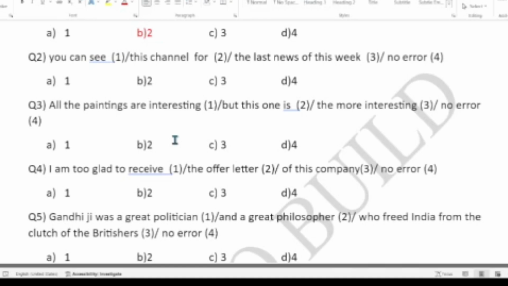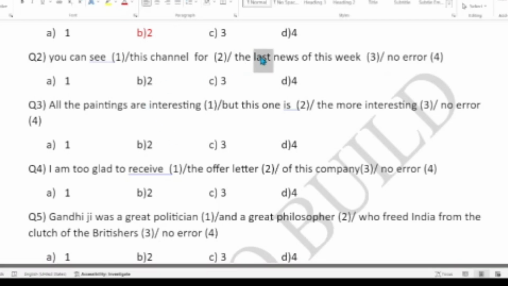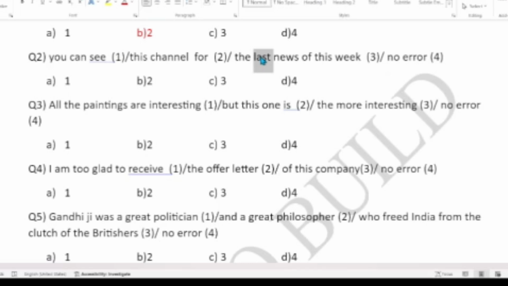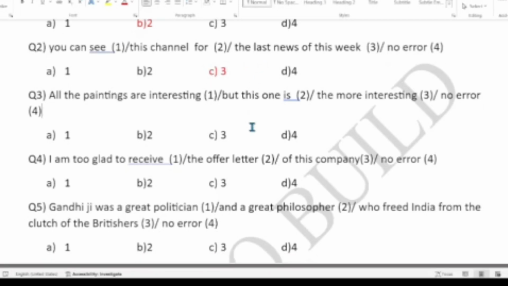Let's read the second sentence. You can see this channel for the last news of this week. In this sentence, we see that the word last is used, which is not a suitable superlative degree, because in the concept of news we use the latest news of this week. The proper sentence should be: You can see this channel for the latest news of this week. So the error lies in the third part of the sentence, and the correct answer of this question is option C.